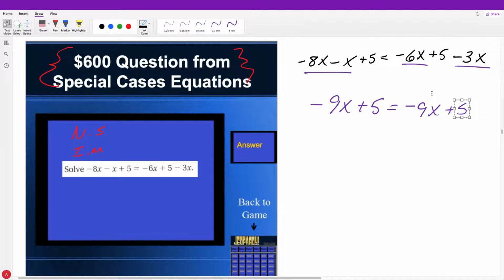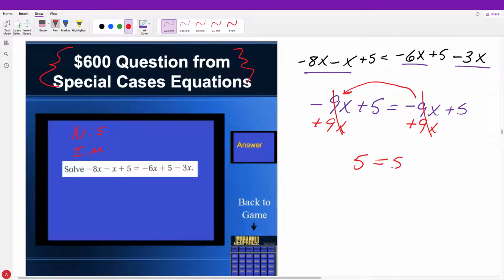Here, something should hopefully jump out at you, but if it doesn't, it's fine. We need to move our variables to one side of the equation, so I'm going to add this 9x to move it to the other side. What I do to one side, I have to do to the other. But when I do this on both sides, they happen to cancel out. And now I'm just left with the statement of 5 is equal to 5.